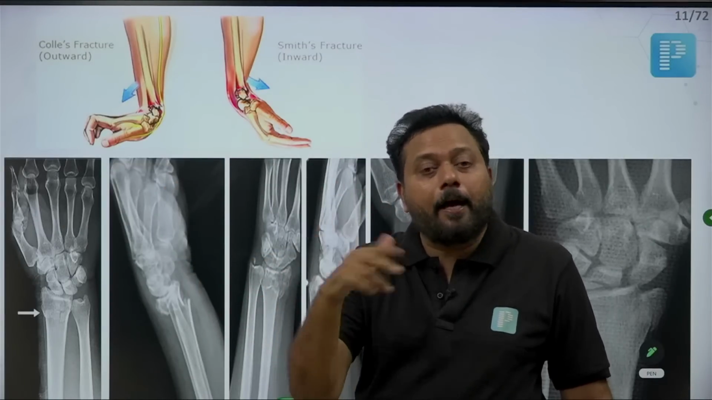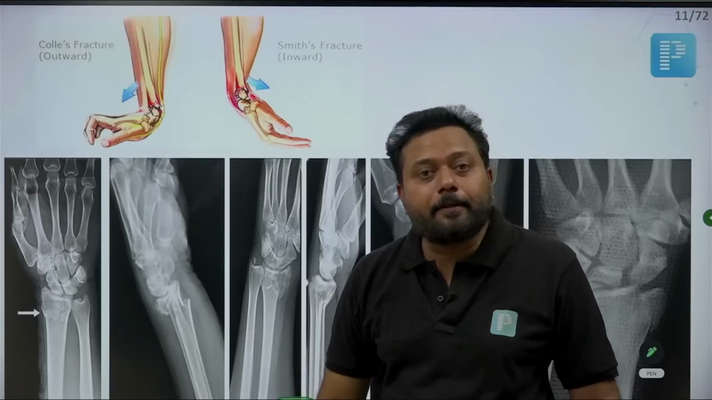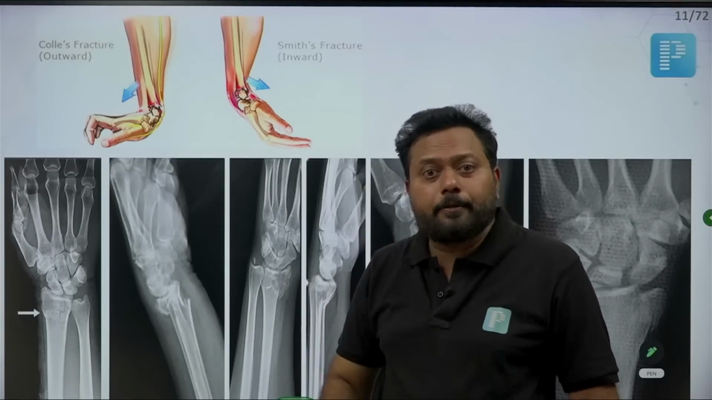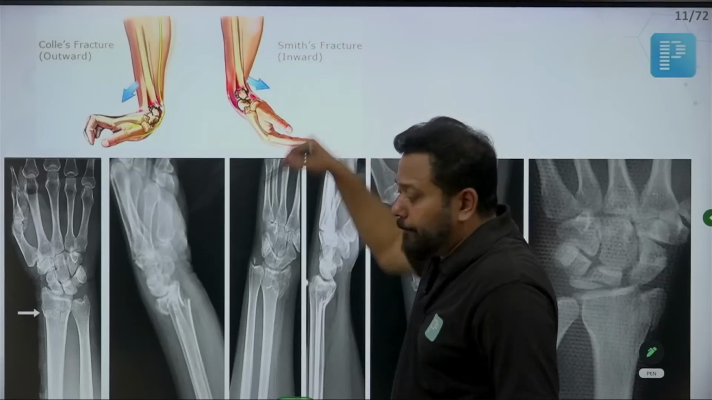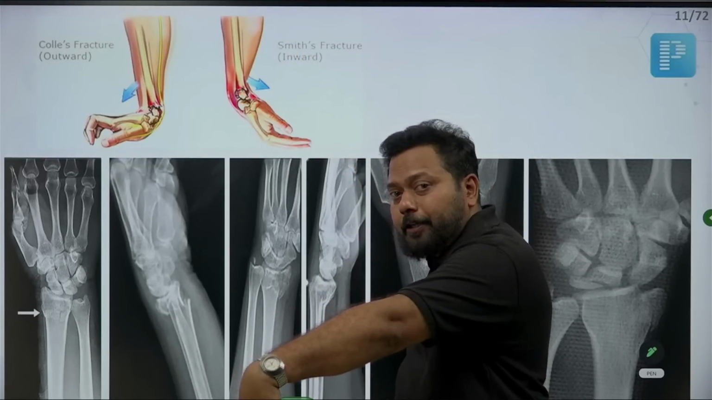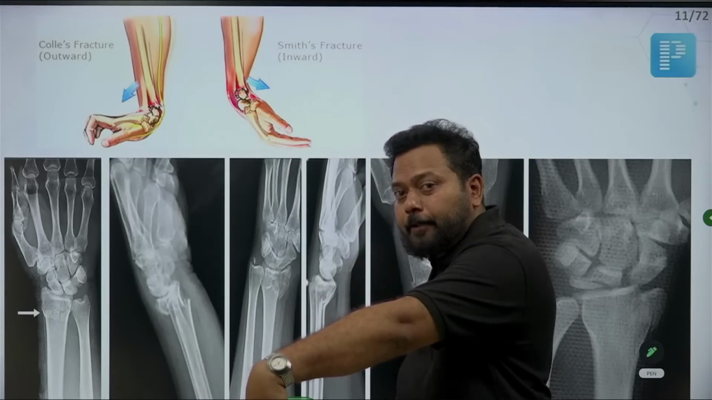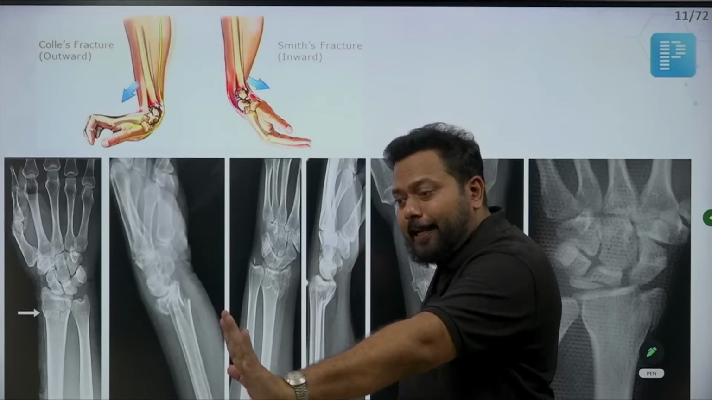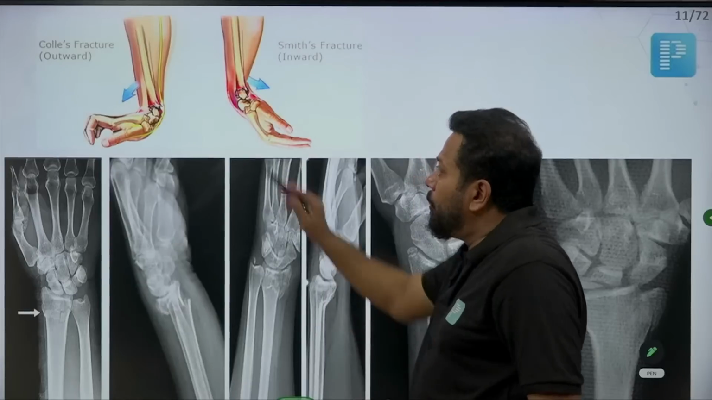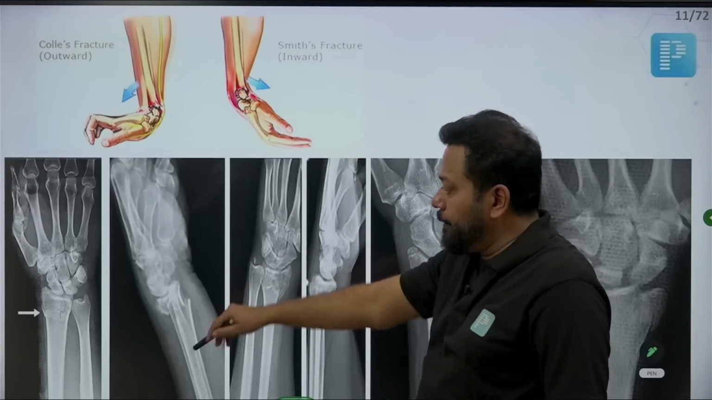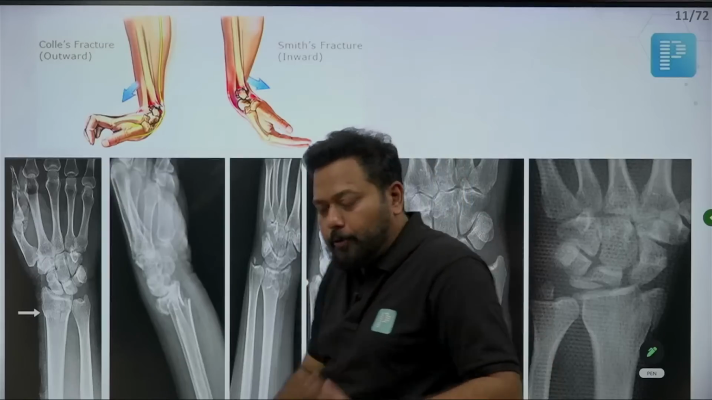Smith fracture is otherwise called reverse Colles. So whenever there is a fall on an outstretched hand with a flexed wrist, it will end up in a Smith fracture. Fall on an outstretched hand with an extended wrist will end up in a Colles fracture. Now I will show you the x-rays so that you will never forget.